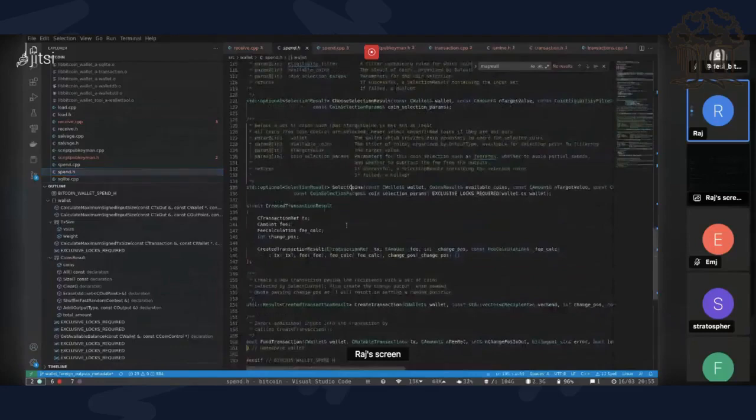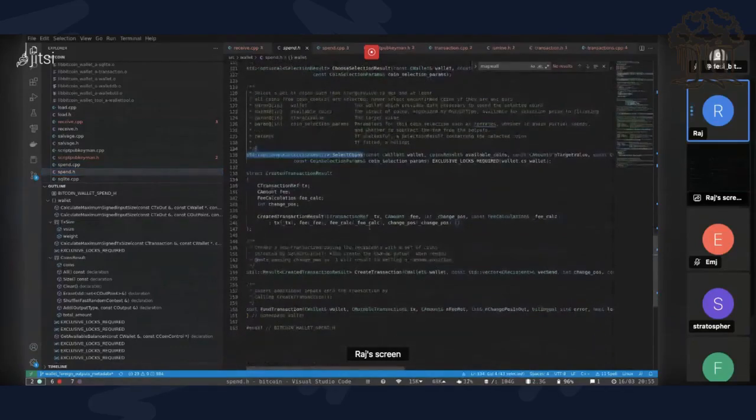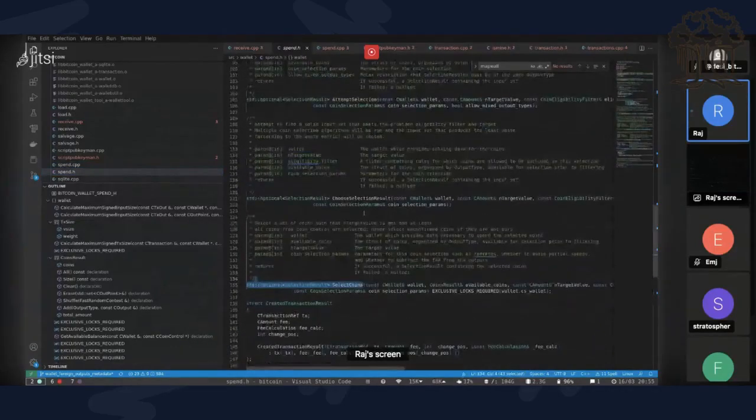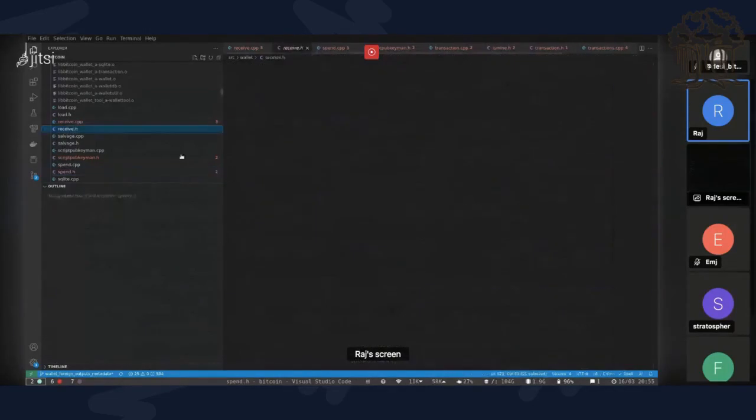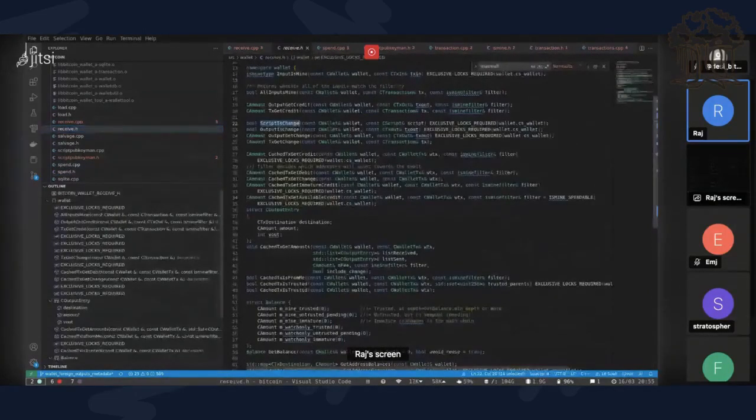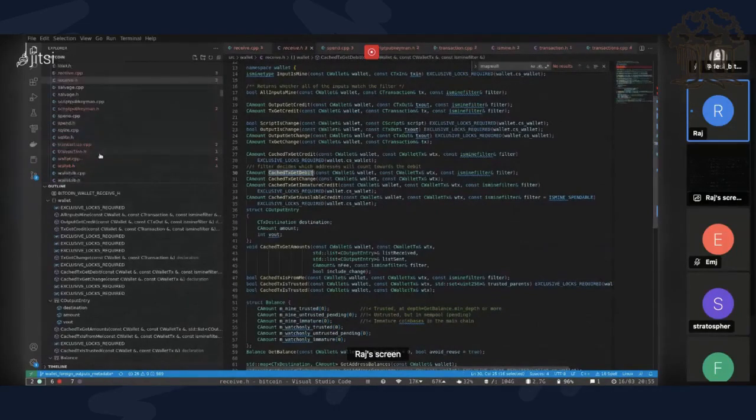Okay, so this includes all the select coins and coin selections and all those kinds of stuff. And receive includes all the amount detections and credit and debit detections and those kinds of stuff, right? So these are the two files that you should take a look at.